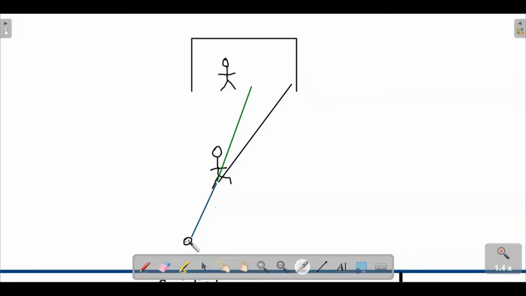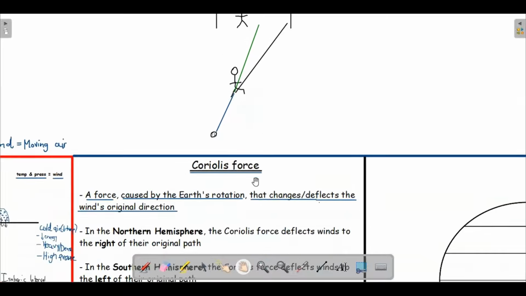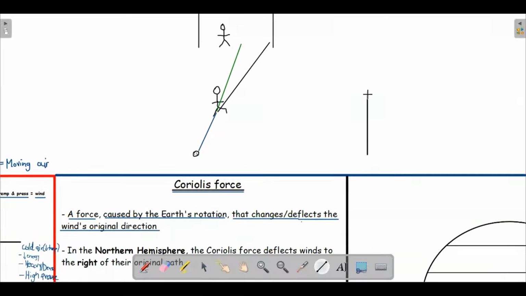In this case, the force that the keeper's leg exerted on the ball changed the direction of the ball. It deflected it. So by deflection, we mean that it changed direction. If air was supposed to move straight like that, it will no longer move like that. It's actually going to be deflected, maybe in that direction. So that is the effect of the Coriolis force.